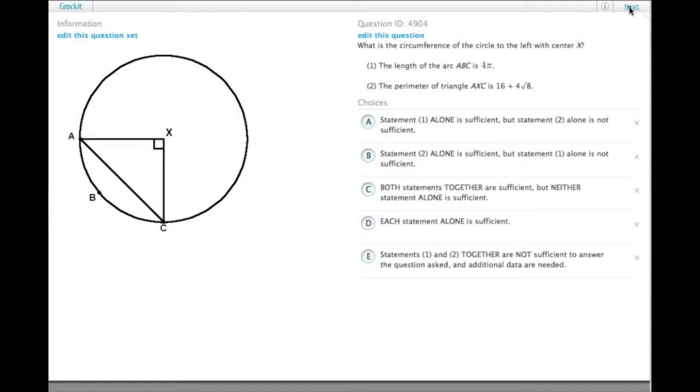What is the circumference of the circle to the left with center x? So in order to find the circumference, basically we need any other information about the circle. The radius, the diameter, the area, any of those things would help us.